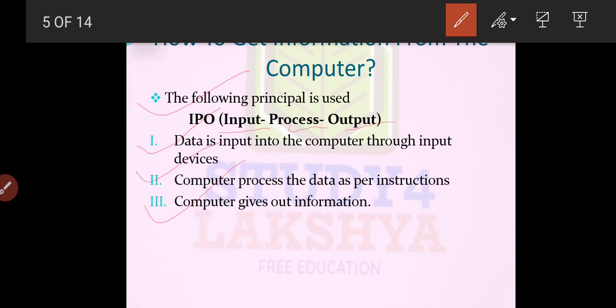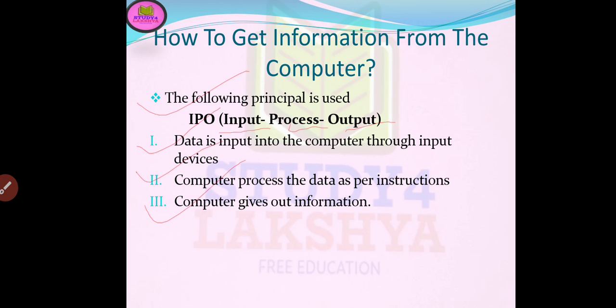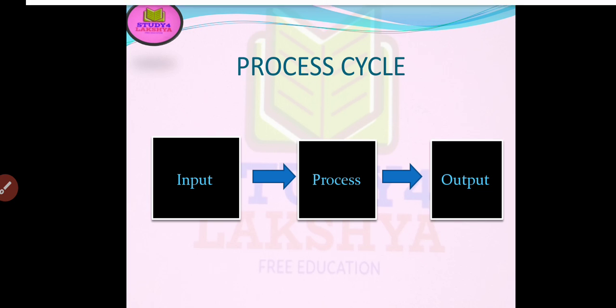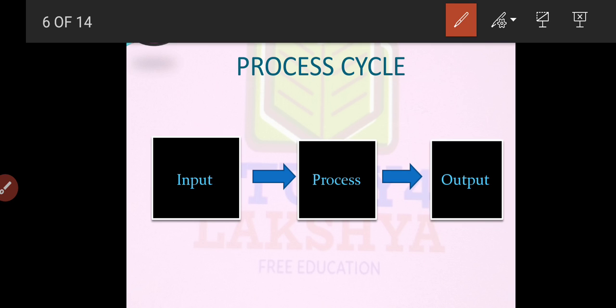But who gives this instruction? The user. Only the user gives the instruction. So this is the process cycle. Here we give input, and here the process is going on. This is the main thing.